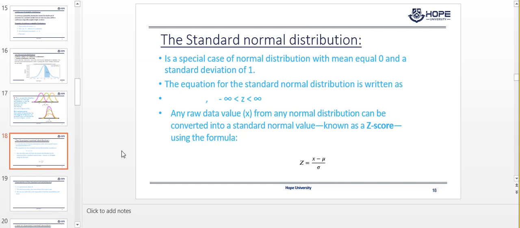In a special case, the normal distribution has a mean equal to 0 and a standard deviation of 1. The standard normal distribution is written like this: negative infinity is less than z, which is less than positive infinity. So on the left side we have negative numbers, and on the right side positive numbers. So you will have this formula. This formula is the formula of the normal distribution.